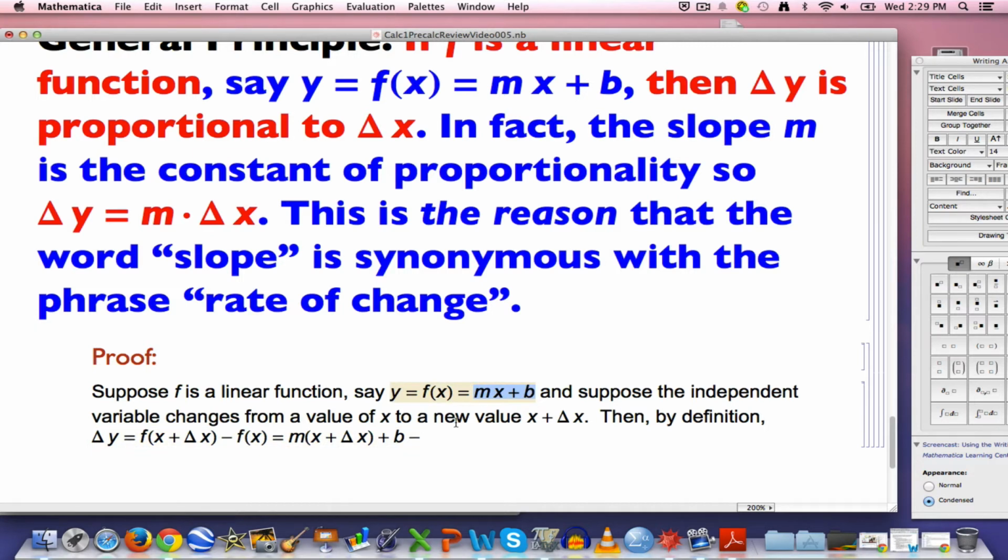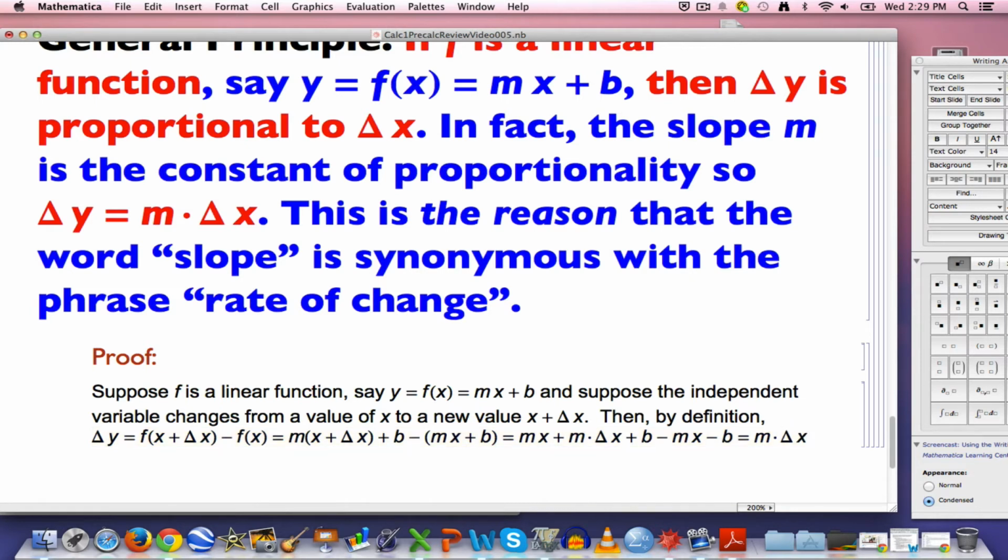Replace x with x plus delta x. You're subtracting the whole thing, so we want to use parentheses there as well. Now use the distributive property. We get m times x plus m times delta x plus b. Distribute the minus sign through this set of parentheses here: minus m times x minus b. Then we get cancellation, just like we've seen with particular examples. The mx's cancel and the b's cancel, leaving us just with m times delta x.